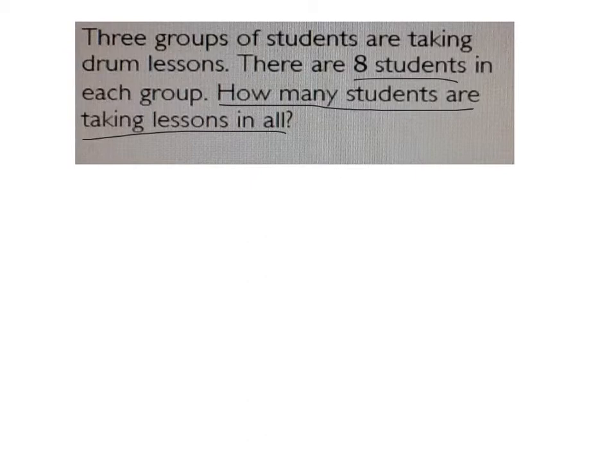The next thing we need to do is write our statement. There are students taking lessons. Okay? Now we need to identify the who and the what. Who is there? There are 3 groups of students. The students is the who. And what are they doing? They are taking drum lessons. So we have 3 groups of students that are taking drum lessons.